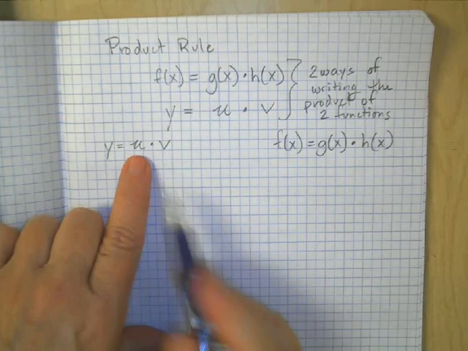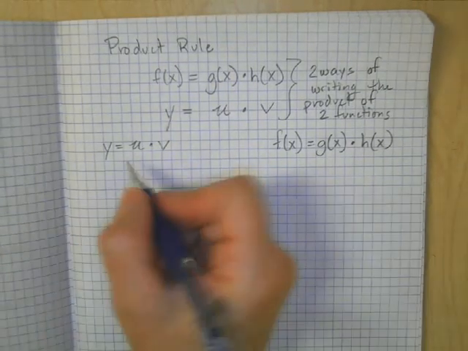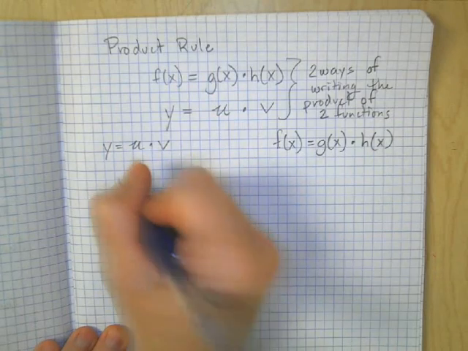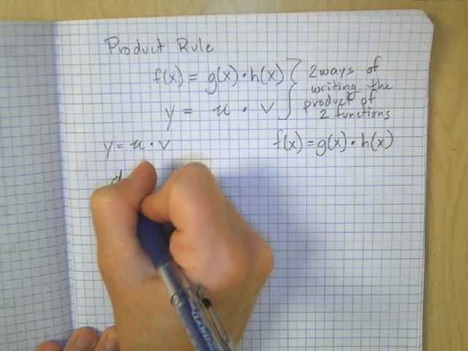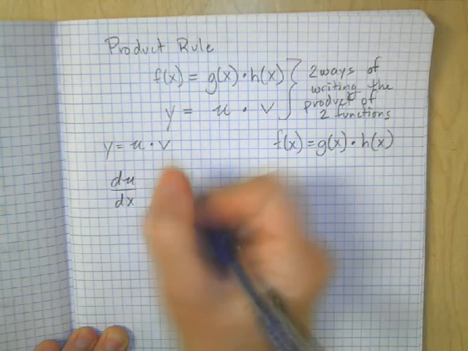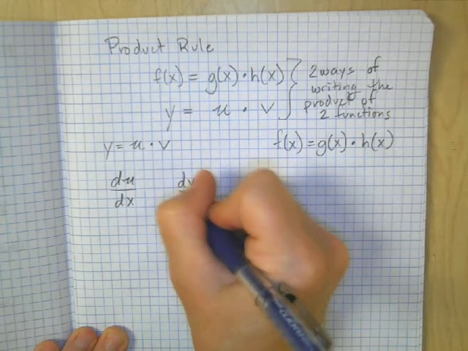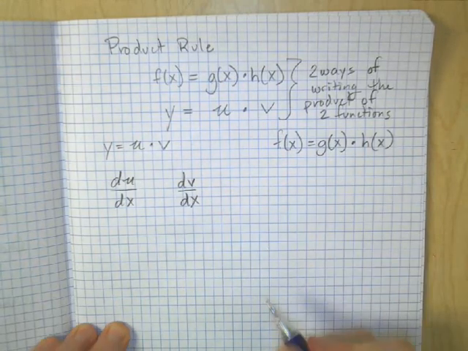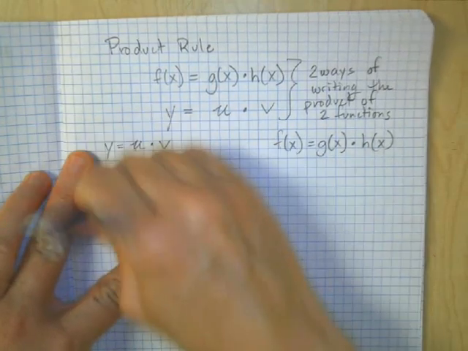So if I'm writing it like they did in the formula packet with u and v, what I need to do is take the derivative of u. So that would be du dx, and then I would take the derivative of v, so that would be dv dx, and then you have your original functions. Actually, you know what? I should have started by separating these.